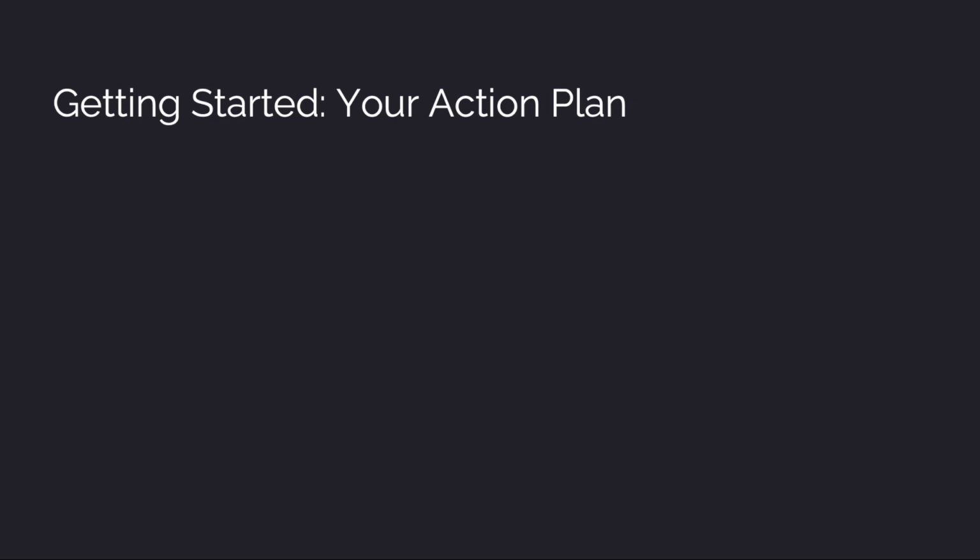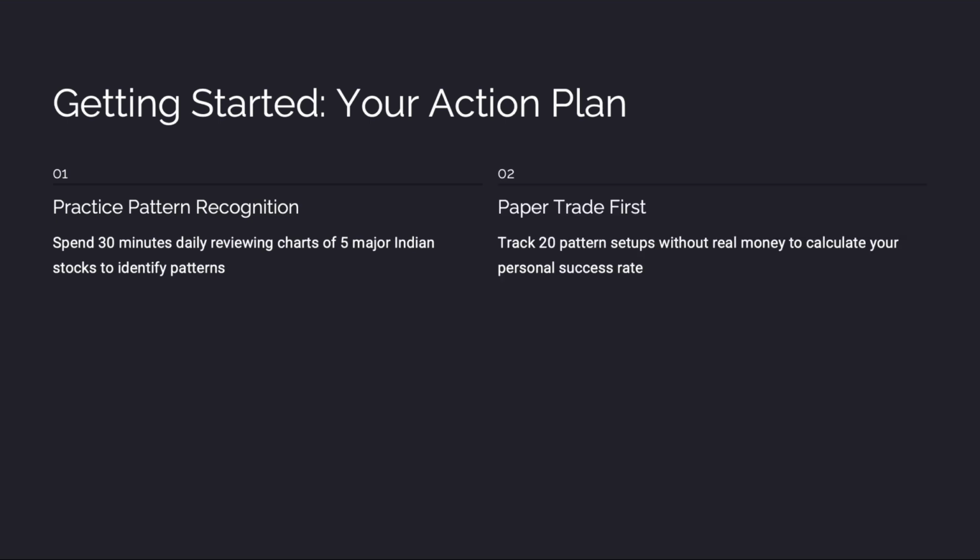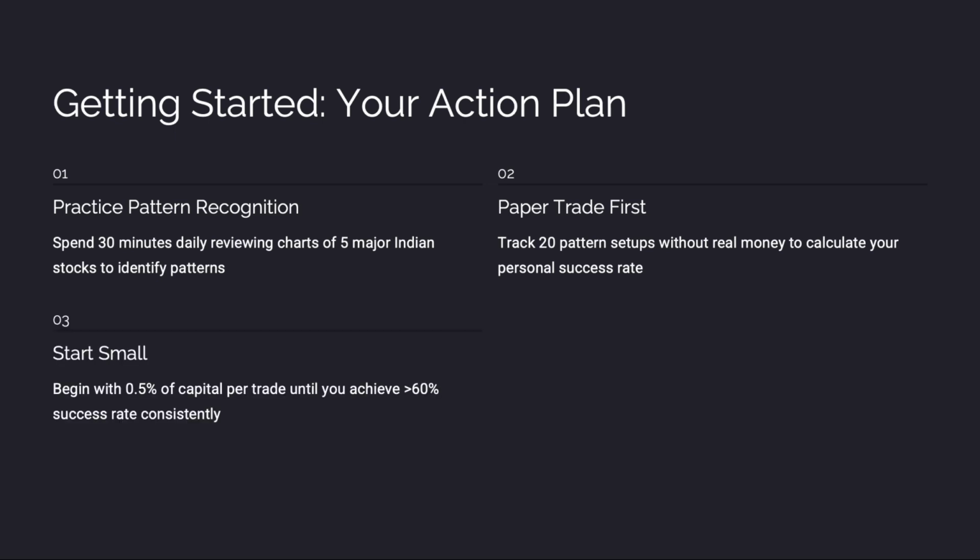So how do you start? Let's start with your action plan. Start by practicing recognizing the pattern. Spend 30 minutes daily reviewing charts of 5 major Indian stocks to identify patterns. Second, paper trade first. Track 20 pattern setups without real money to calculate your personal success rate. Third, start small. Begin with 0.5% of capital per trade until you achieve more than 60% success rate consistently.